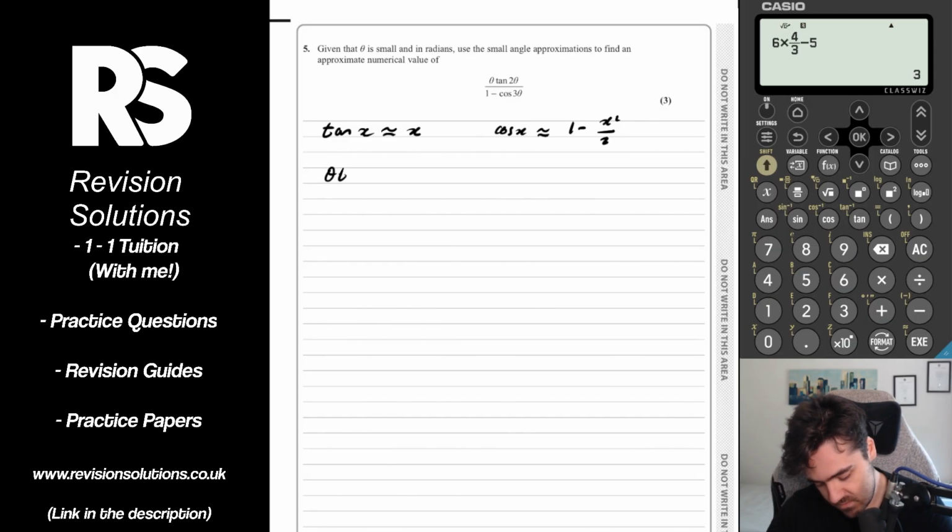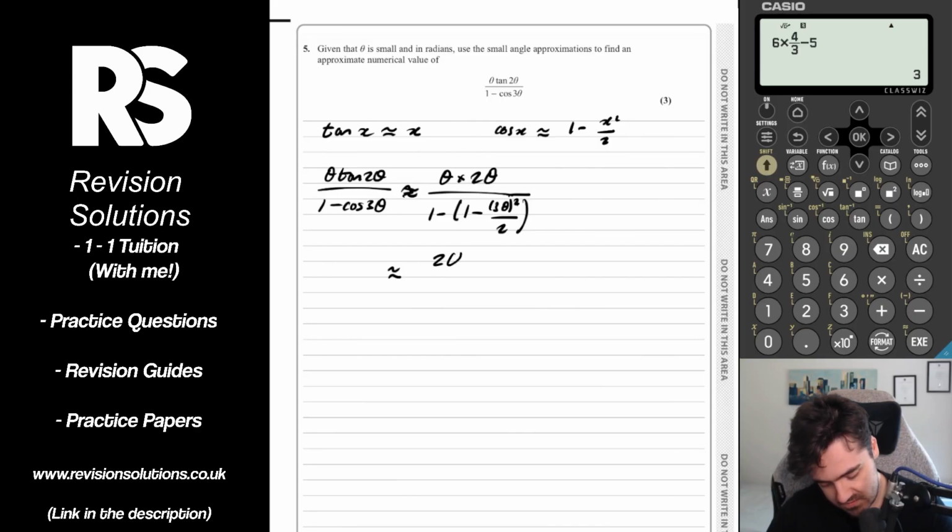So theta tan 2 theta over 1 minus cos 3 theta is going to be approximately equal to theta times 2 theta, using the tan approximation, and then 1 minus, and I'll use a bracket here, another 1 minus 3 theta all squared over 2. Now let's start to simplify that. So on the top we'd have 2 theta squared. On the bottom those 1's are going to cancel. And then we're going to have 9 theta squared all over 2.